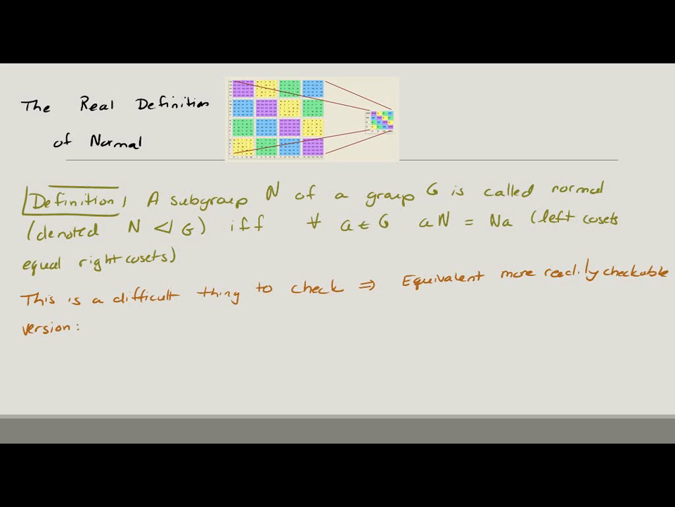And an equivalent, more readily checkable version of this definition, I used H here, great. If you have an H that's normal, it's got to satisfy this property. This is a very checkable condition. And so that's why we use this condition versus this condition. But for the meaning of normal, a bird's eye view is better. This one is better than that one to understand what's going on.